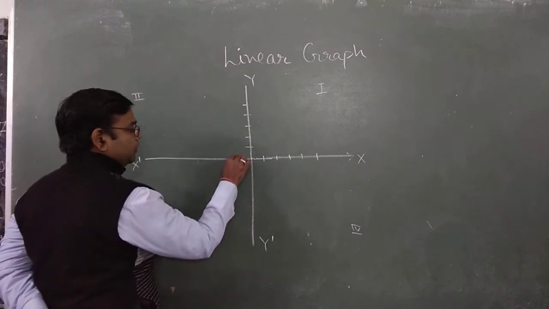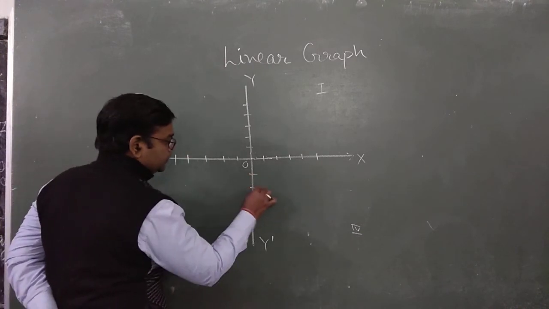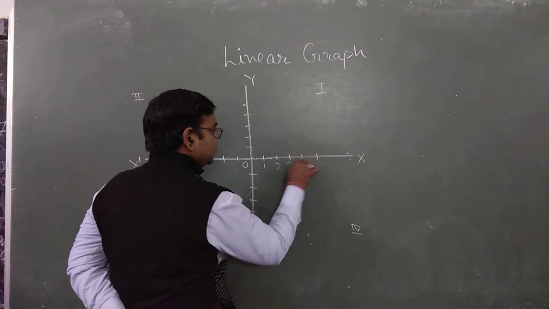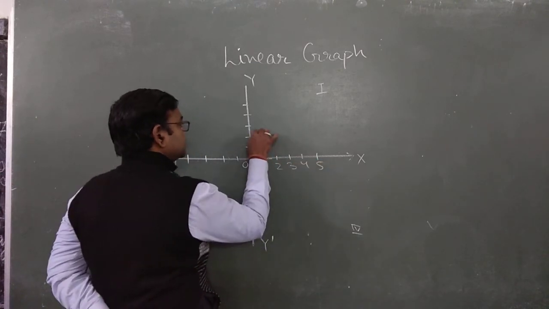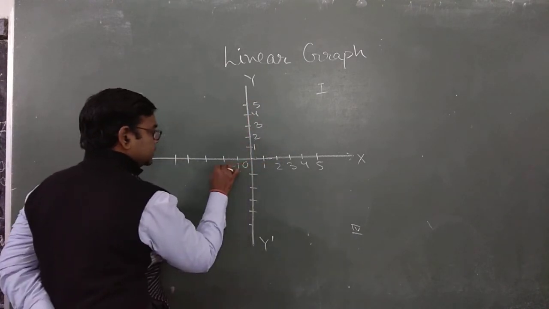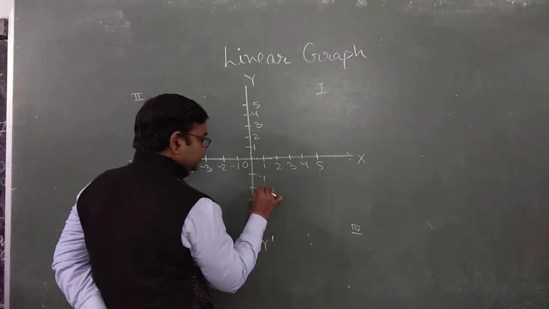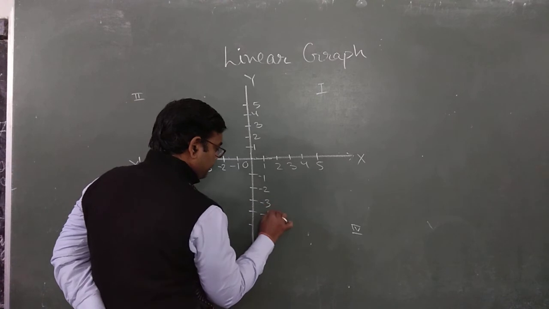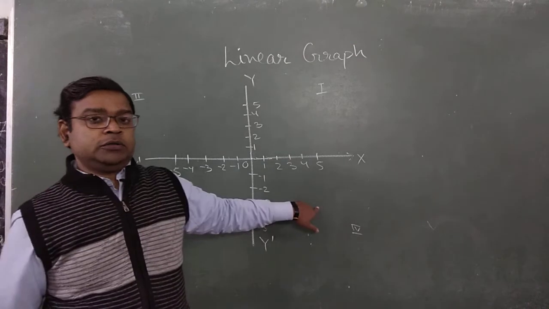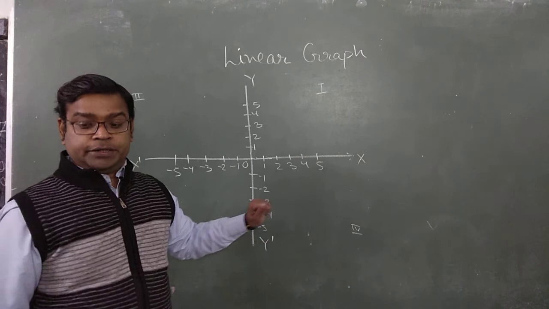All the axes are divided into equal divisions. Equal divisions. This is your positive side 1, 2, 3, 4, 5. This is your positive side of the x-axis and y-axis. This is the negative side of the x-axis. This is the negative side of the y-axis. Clear? There are four parts. Each part is known as a quadrant: first quadrant, second, third, and fourth quadrant.